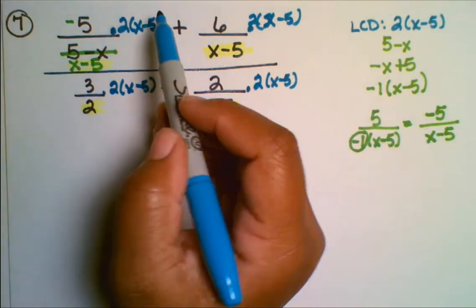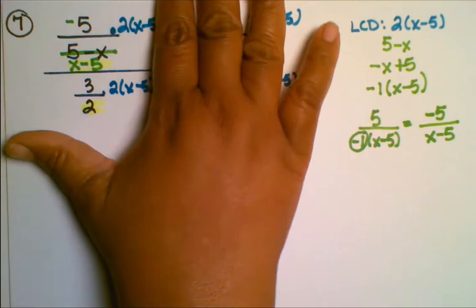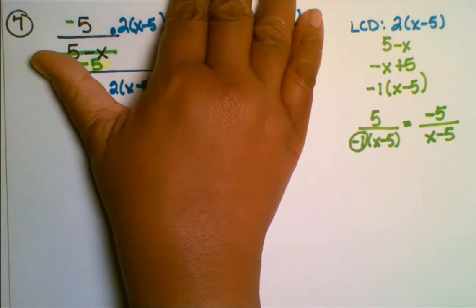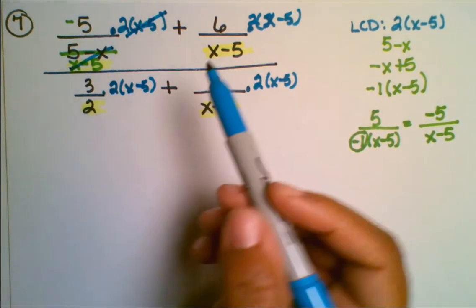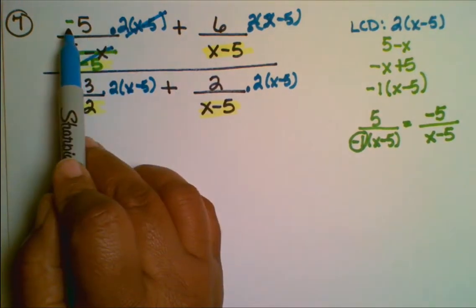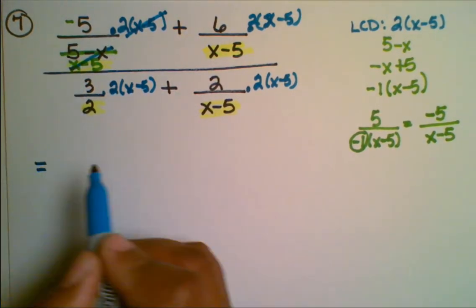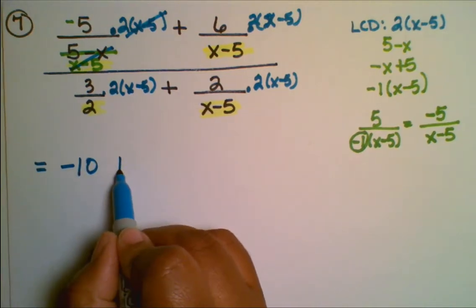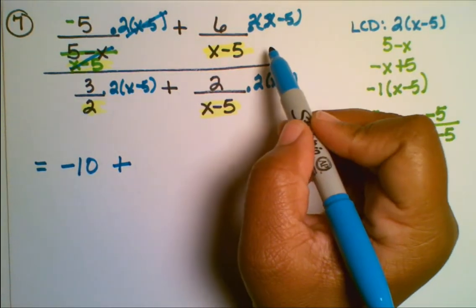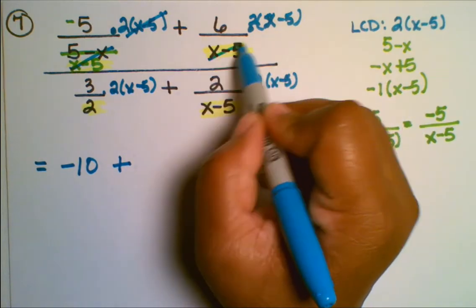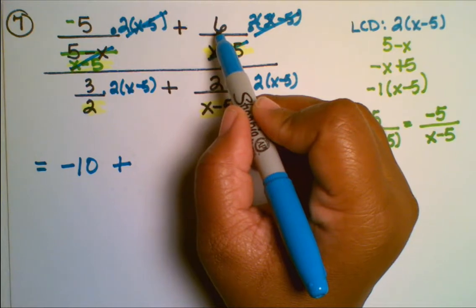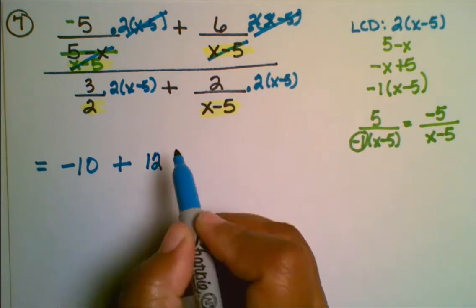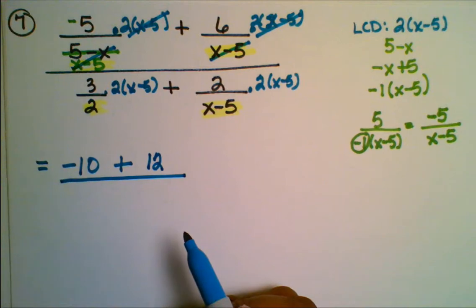So let's look at the first term. Well, the x minus 5s are going to cancel out, and then you're left with 2 times negative 5. That gives us negative 10 plus, let's look at the next term. The x minus 5s are going to divide out. Then you're left with 2 times 6. That gives us 12. That's the numerator. That's the solution to the numerator once we reduce it.